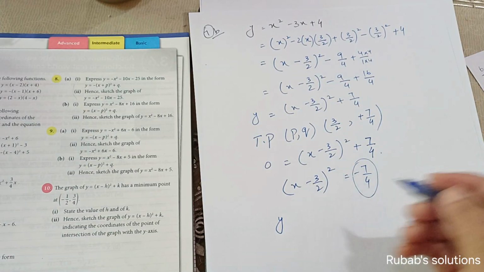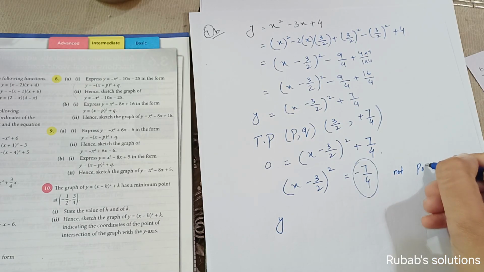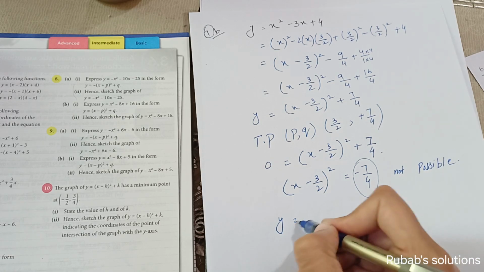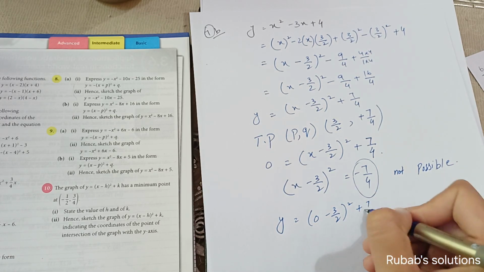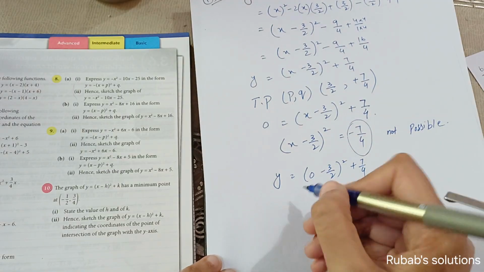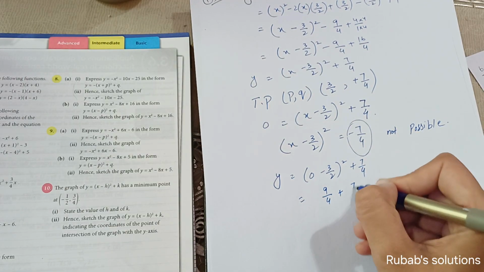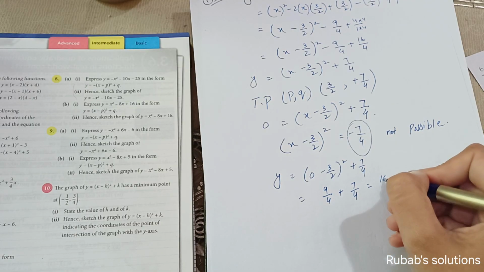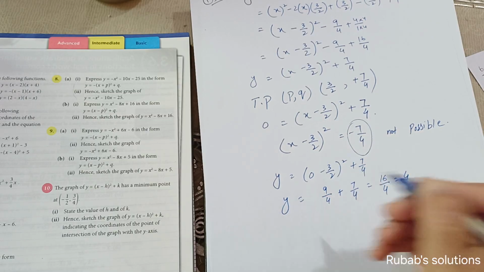So x coordinates are not possible here. For the y coordinate, we put x as 0: 0 minus 3 by 2 whole square plus 7 by 4. So it will become 9 by 4 plus 7 by 4. 9 plus 7 is 16 by 4, and the answer is 4. This is your y intercept.